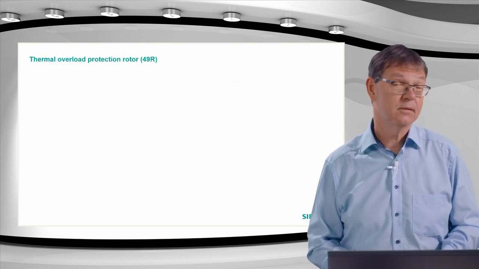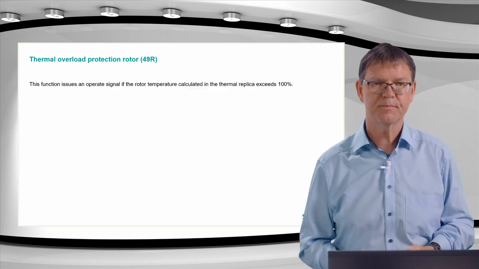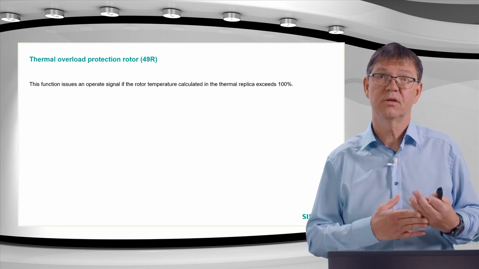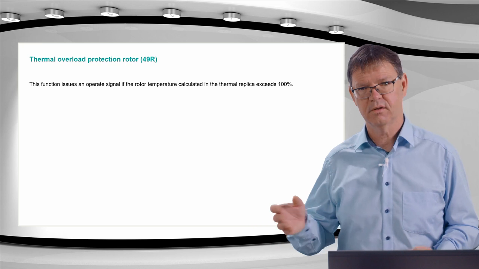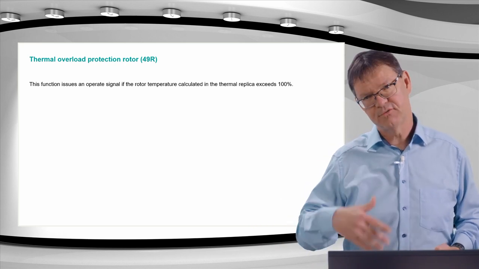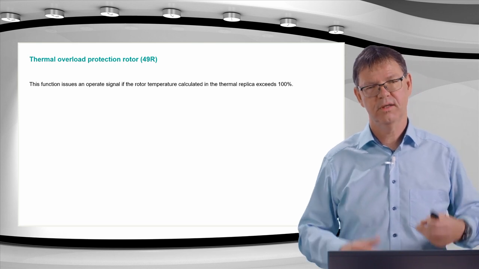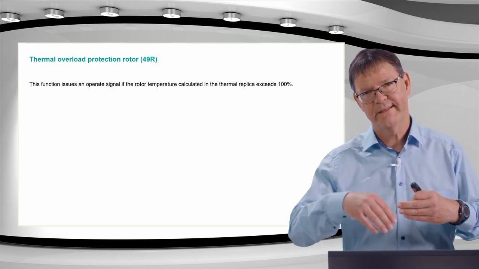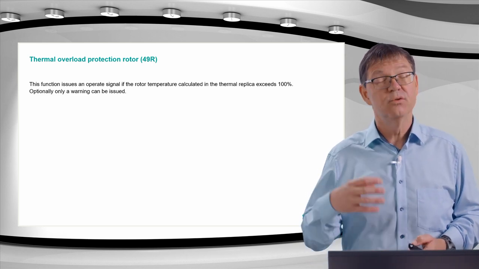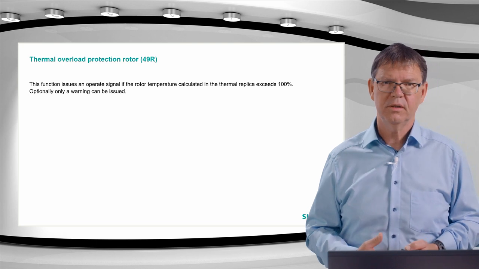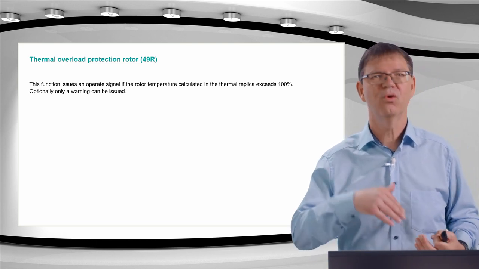Good. Maybe last point, the thermal overload protection of the rotor as a protection function. This function issues an operate signal, a trip signal, if the calculated rotor temperature reaches exactly the 100%, as a difference to the restart inhibit function, which just blocks the closing command if we come to a level where the next start would exceed the maximum temperature here. I can use this stage also optionally only as a warning, because there's one, it's good because it's very precise. Yeah? You never go over the 100%.